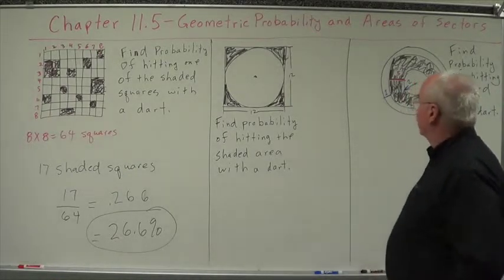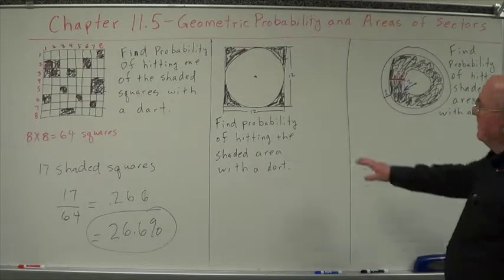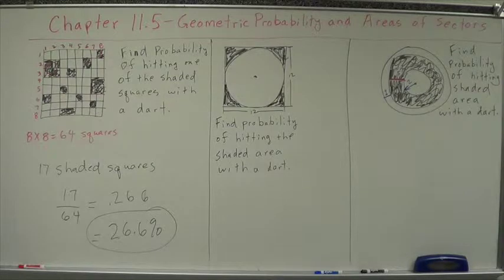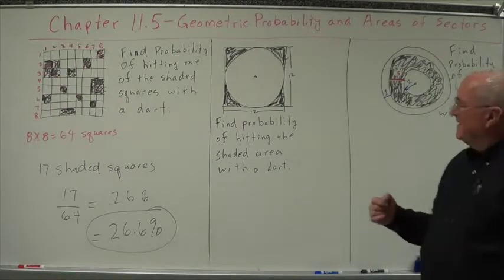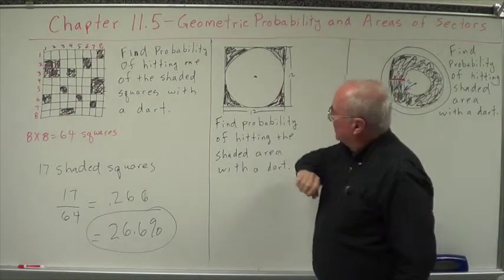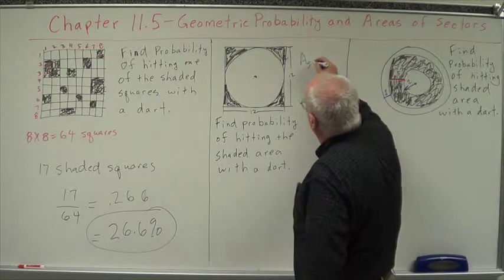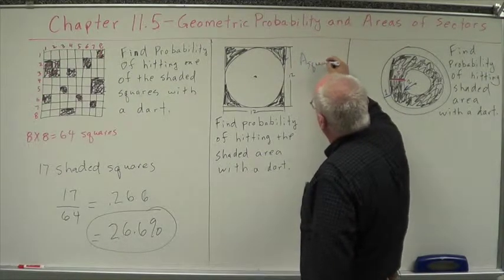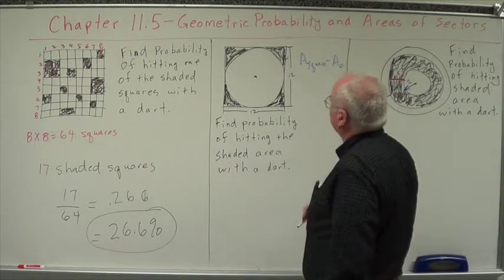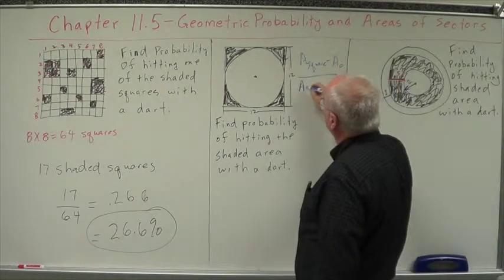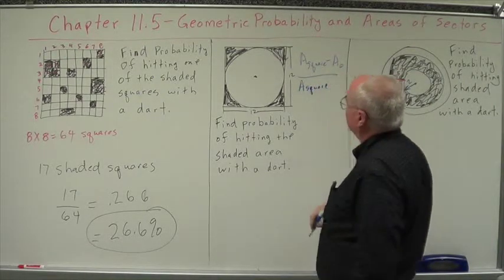Okay, now let's look at another one that's going to cause us to have to do some work. Find the probability of hitting the shaded area with a dart. We're given a circle that is circumscribed by a square. So we have to find the total area and the area of the circle, and we want to hit the shaded area, so we're going to look at the area of the square minus the area of the circle to come up with the shaded area. Then we're going to divide that by the area of the square to come up with our probability.